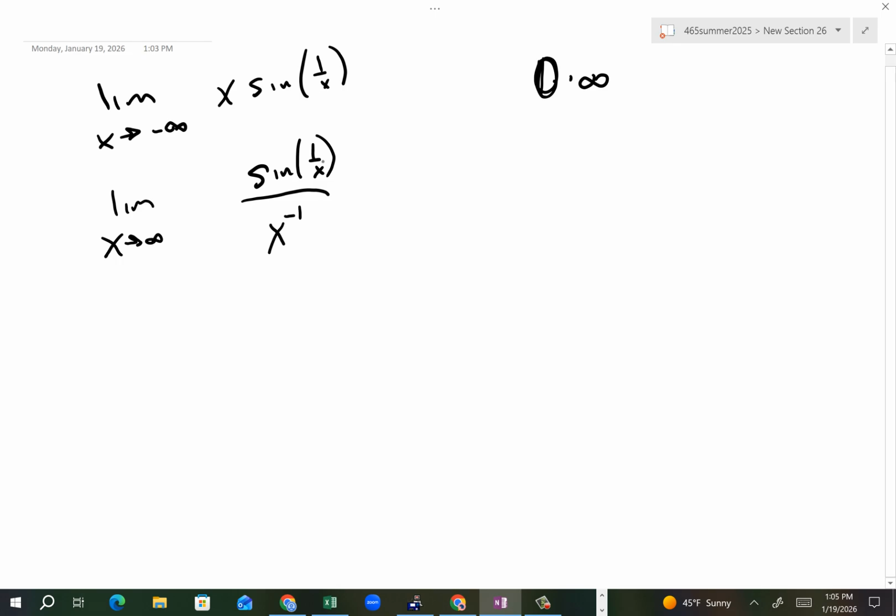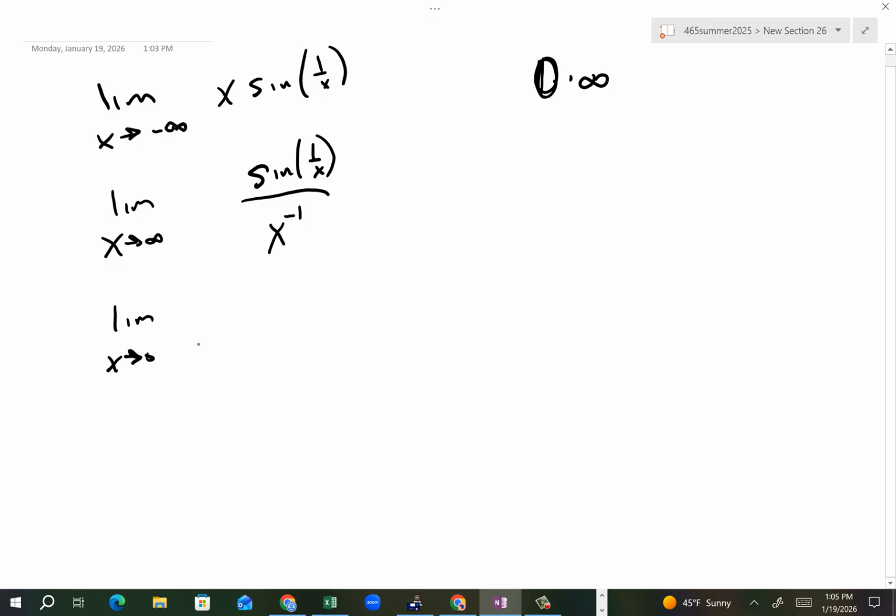And now the top is 0. And now this is 1 over x down here. So this is the sine of 1 over x, and we said that's 0. And then over 1 over x, well, as this goes to infinity, this is also 0. Yay! So now L'Hopital actually holds. So let's take the limit of their derivatives.